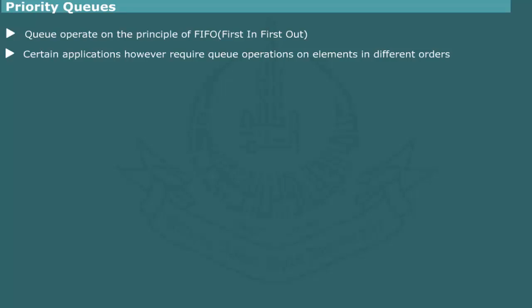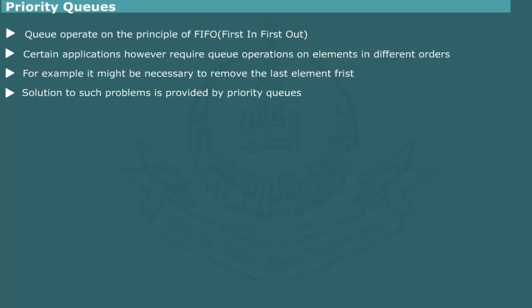Priority queues. The queue data structures which we have considered so far operate on the basis of first come, first served principle. There are, however, certain applications which require retrieval and processing of queue elements according to some prescribed order. For example, in some situations, it might be desirable to remove the last item first, bypassing all other items in the queue. The solution to such problems is provided by the priority queues.